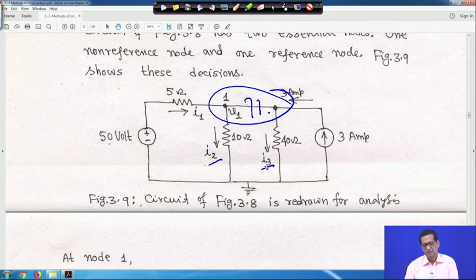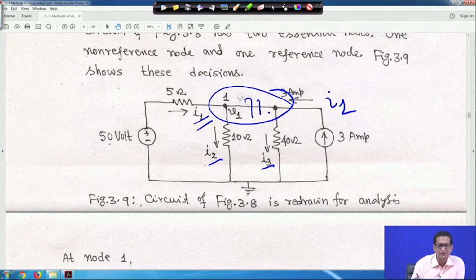So, how to solve it? First thing is that you have to find the expression of I1, because you have to apply KCL at node 1. So, first you have to find out what is I1. If you apply KCL at node 1, then the current I1 is entering, and then this 3 amp, because it is a single node.